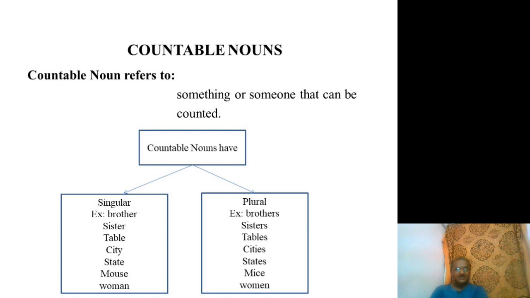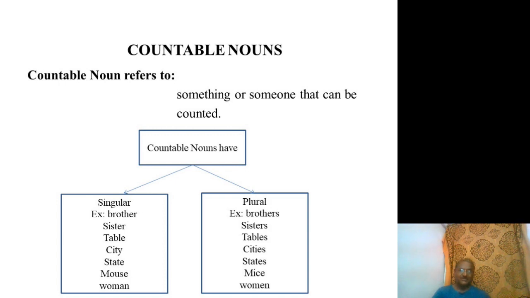Persons who are going to be counted, they are called countable nouns. So it's very clear. Countable noun refers to something or someone that can be counted. Countable nouns have singular forms and plural forms. So here is a clear example. Example is given. You try to understand this one. A brother. It's a singular one. Brother means one. You can count. Brothers, you can count. Countable nouns. So singular forms are there. So plural forms are there.